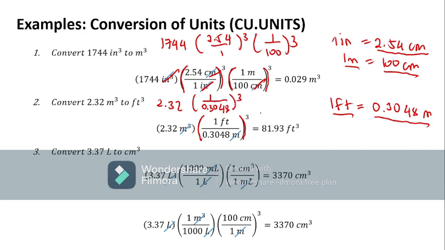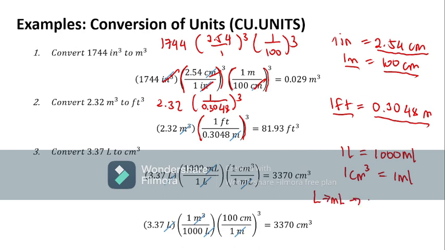Okay? Then, convert 3.37 liters to cubic centimeter. So, remember for every 1 liter, it is equivalent to 1,000 ml. Then for every 1 cc or 1 cubic centimeter, it is equivalent to 1 ml. So, convert first the liters. Convert natin muna liter to ml.